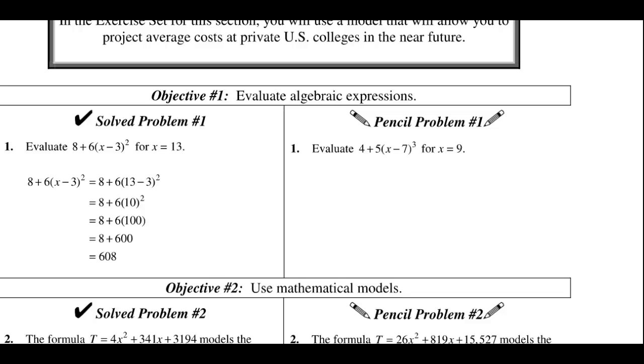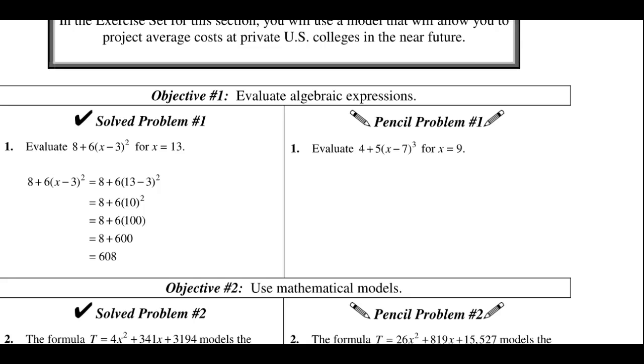So this first section will kind of be covering basic algebraic manipulation and plugging these things in. So problem number 1: 4 plus 5 times the quantity x minus 7 to the third power, for x equals 9. Basically they just want you to plug in 9 for x and make sure that you handle the order of operations correctly. So let's go ahead and do that.